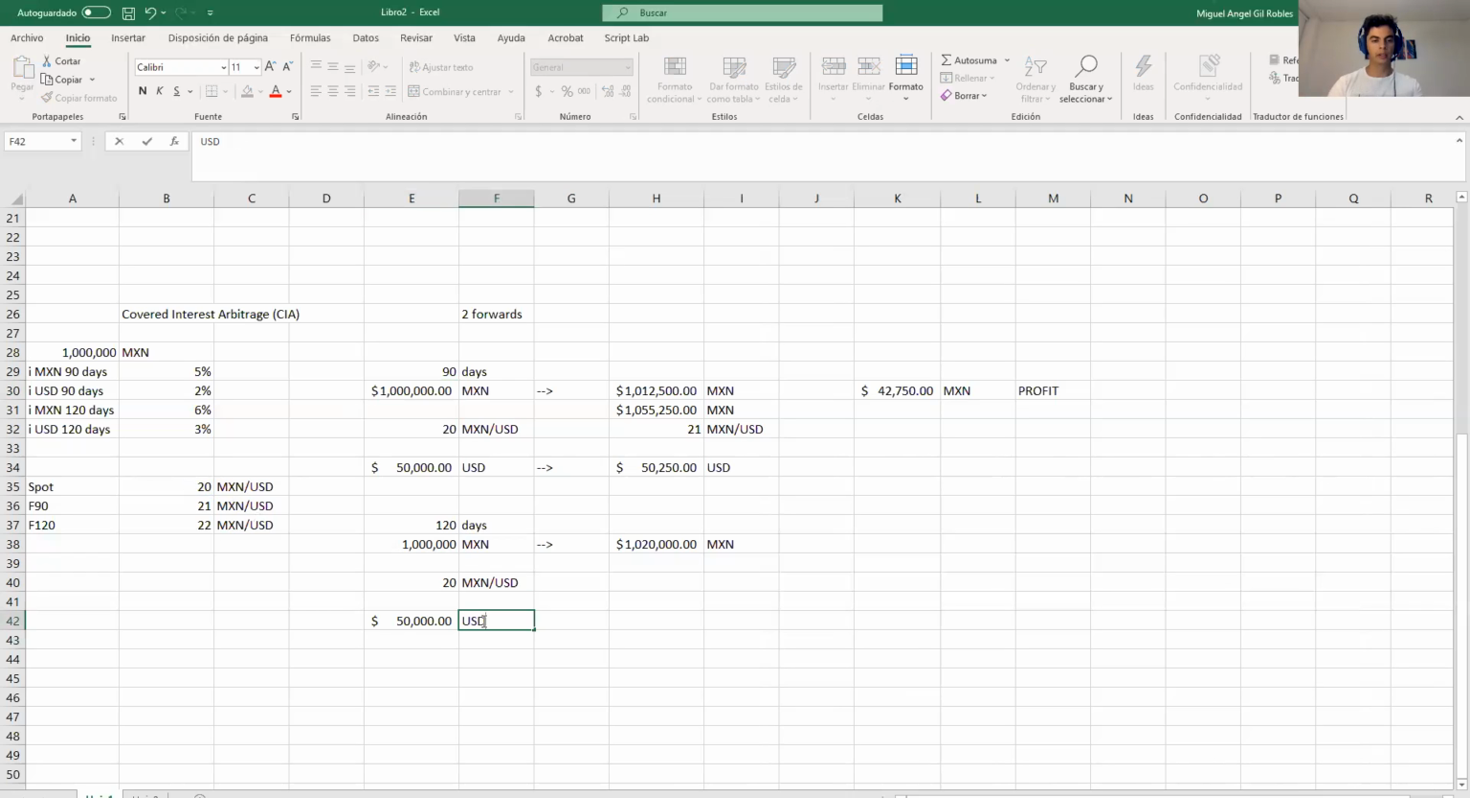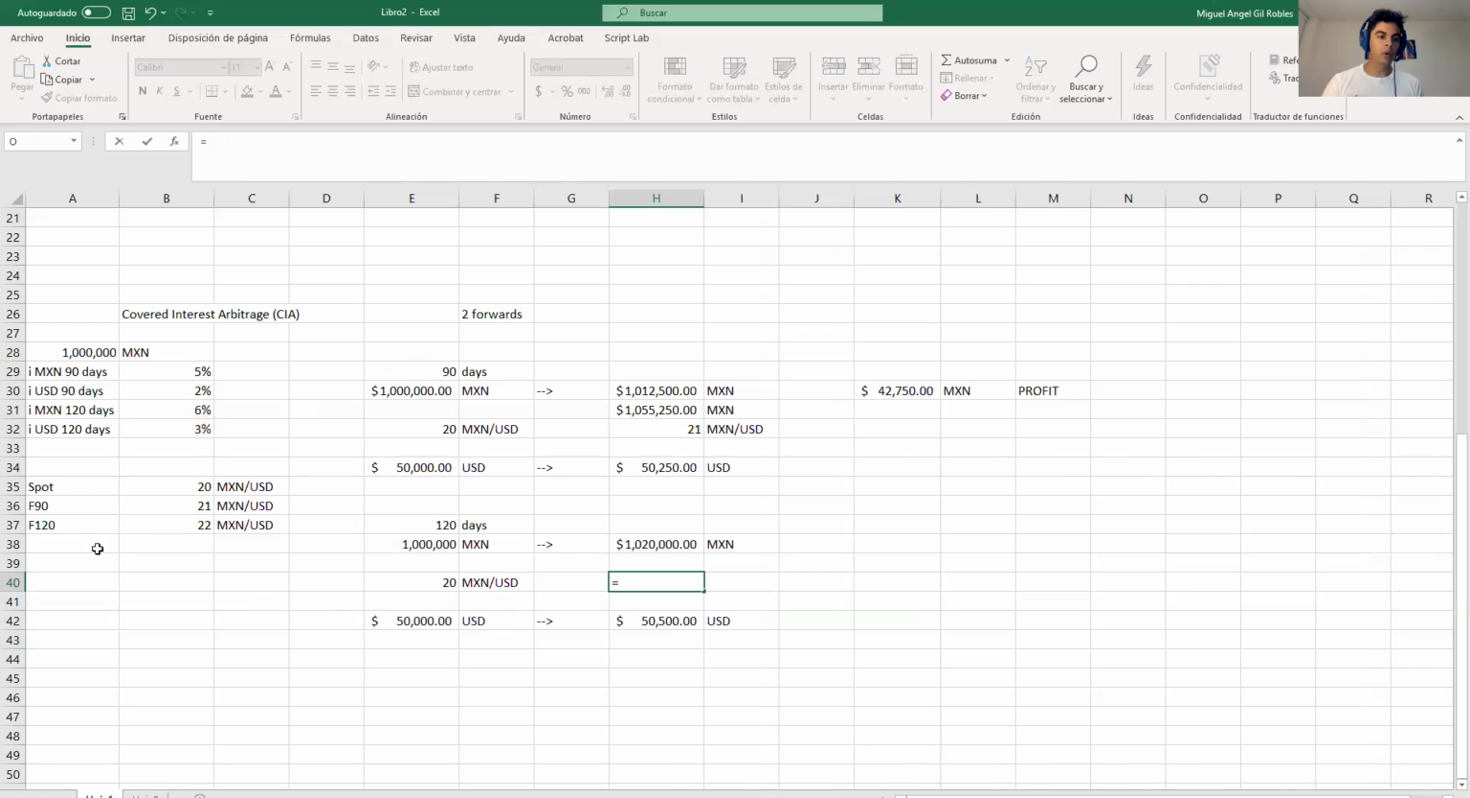And this is dollars. So then I have to convert my $50,000 into future value dollars. So it will be 1 plus the interest rate of the US for 120 days. And then divide it by 360 and multiply it times 120 days. Again, just be very careful with that. And this is dollars. Finally, this is the very last step of this simulation, which is selecting the correct forward.